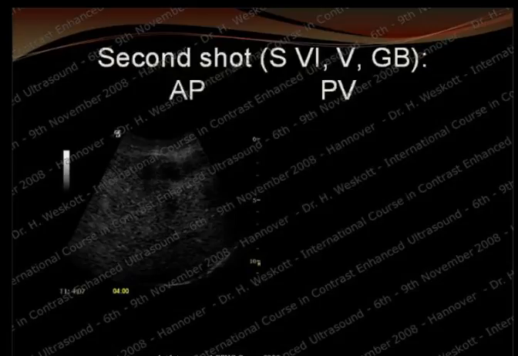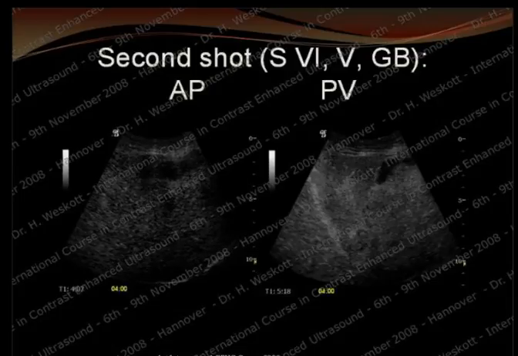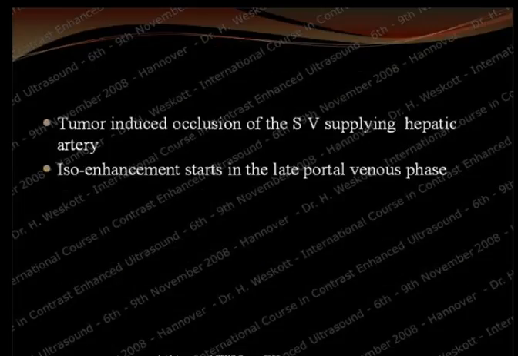Here are the tumors, and you see part of segment 5 is not enhancing during the arterial phase. It's completely spared. This is the gallbladder here, but this part is not enhanced. And this is the portal venous phase. It is again completely enhanced. So there's only an enhancement that starts during the portal venous phase, and we interpreted it as an occlusion of the hepatic artery in this subsegment.